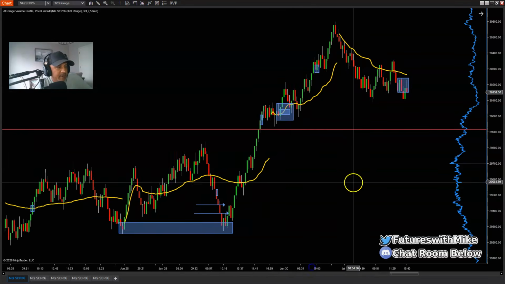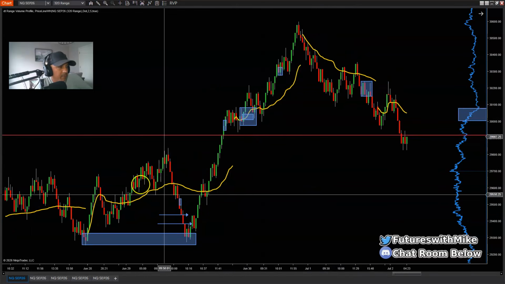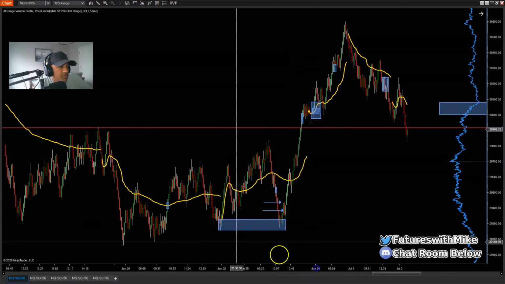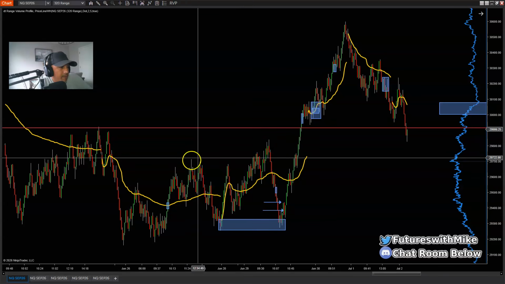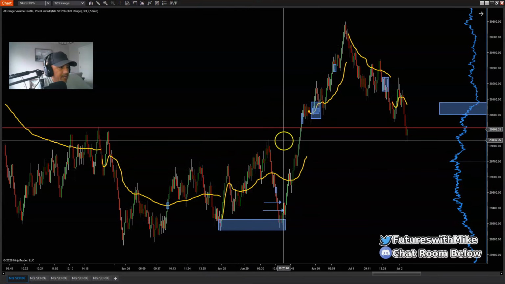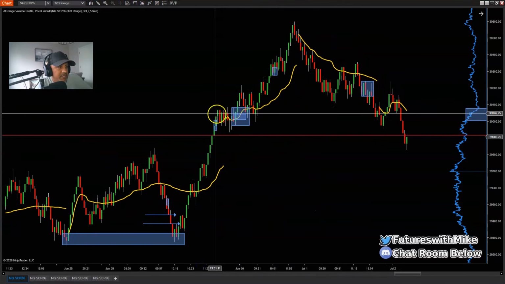So, for example, this area right here is a valid area of demand resting right here. As you can see, we broke multiple areas of structure pushing higher. We broke above that high there, came back, broke above that high there, came back, tapped demand, broke above that high there, and we're still creating areas of demand pushing to the upside.